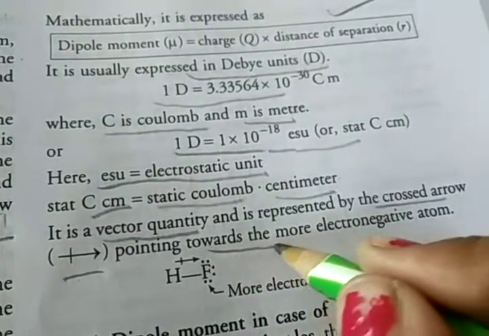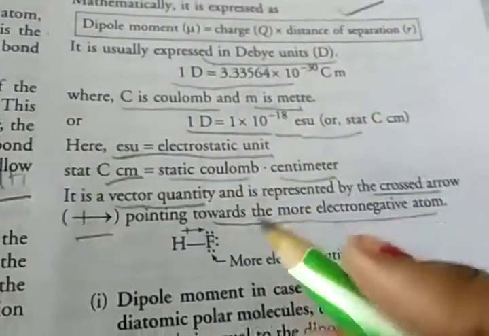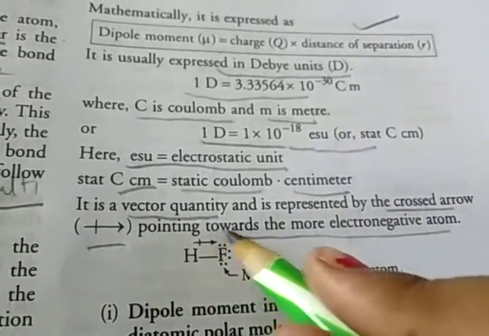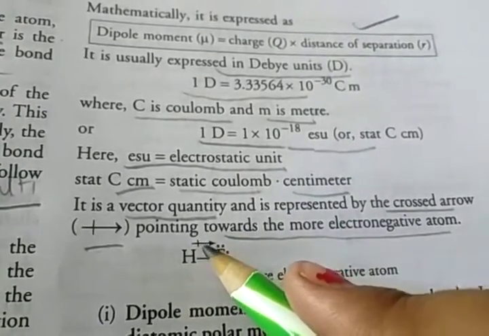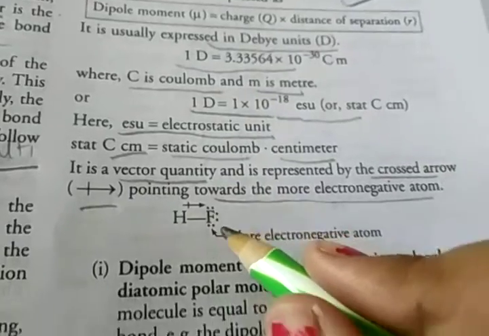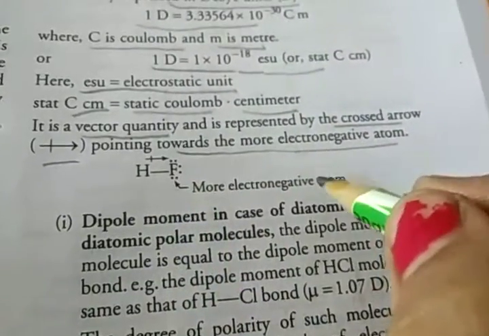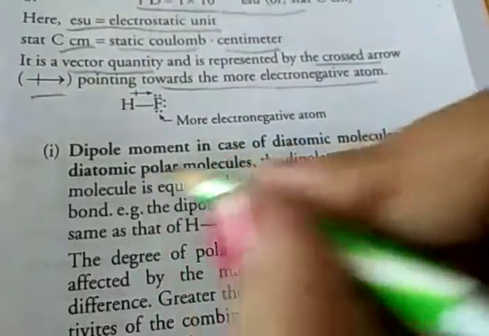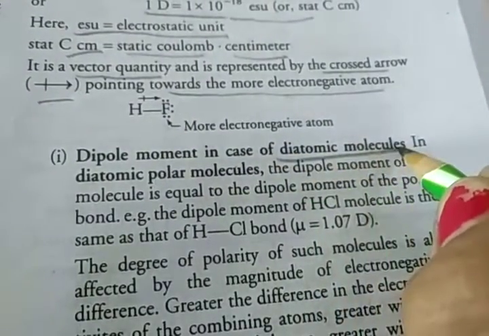So the arrow points towards the more electronegative atom, like here you see HF. This is the upper side we have to represent, that is, the dipole moment. The more electronegative atom is capital F, fluorine.